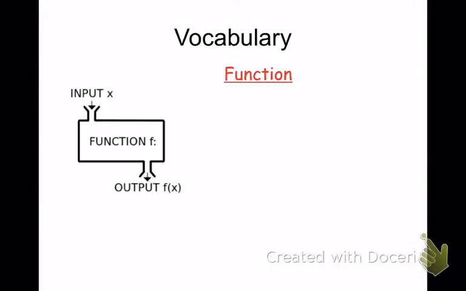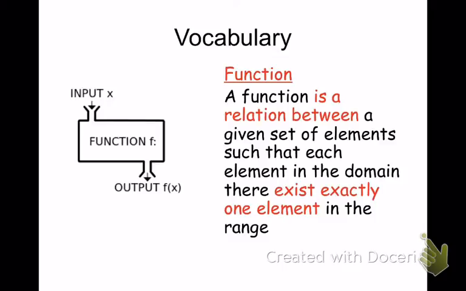Hello everyone, so today we are going to go over what a function is. We're going to go over how to identify if a graph represents a function and how to evaluate a function in function notation. So here's a definition you have on your paper. A function is a relation between a given set of elements such that for each element in the domain, there exists one element in the range.